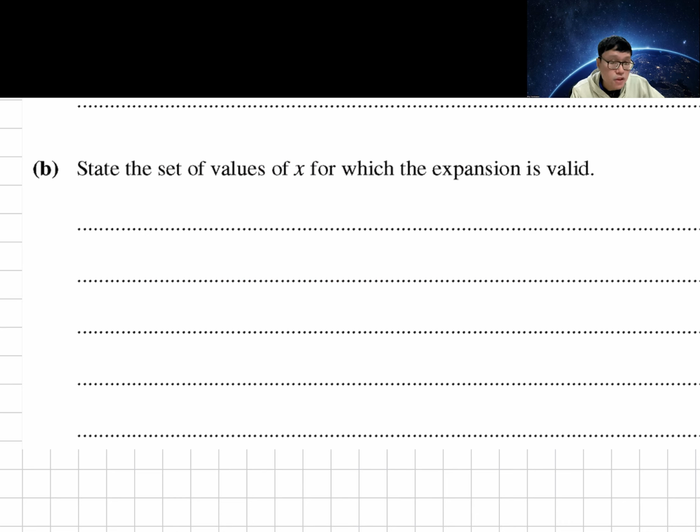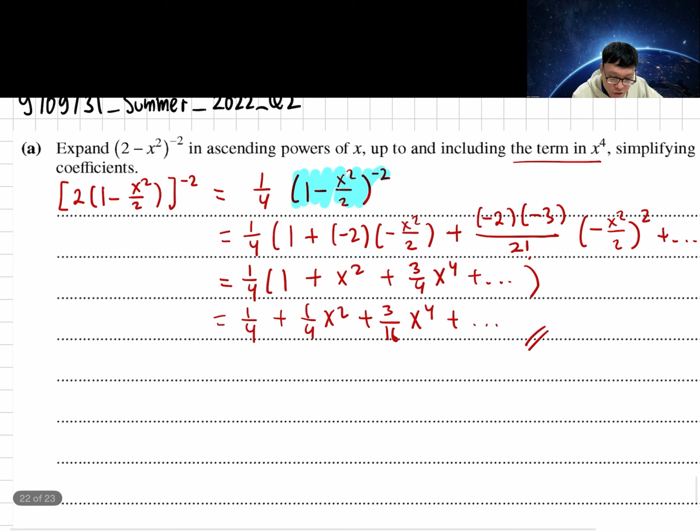Okay guys, let's move on to the next question. Here we have: state the set of values of x for which the expansion is valid. Now we know that for (1 plus x) to the power of n, the requirement is modulus of x less than 1. So if we look at the question before, we have to focus on the one that has been reduced to 1. We cannot use this because this is 2, right? So we have to use the one that's already reduced to 1 as the first term.